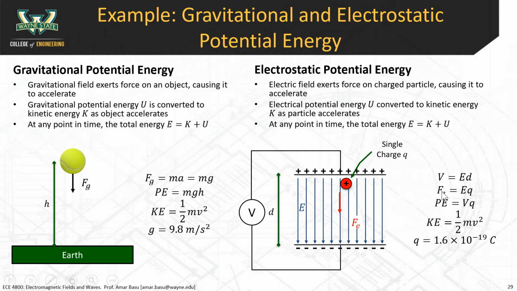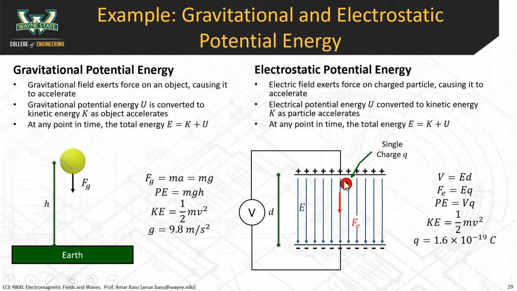So you can actually work this out. We're going to talk about that a little bit later. But basically, the potential energy of the system is voltage times the amount of charge. Notice that the distance between the plates doesn't even come into the equation. Okay. The kinetic energy is equal to 1/2 mv squared, same as the other system.